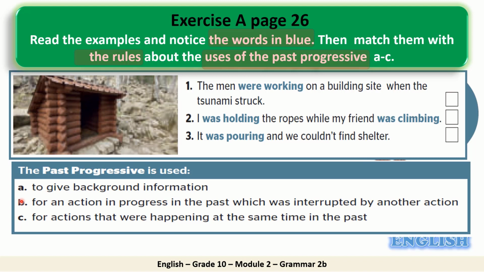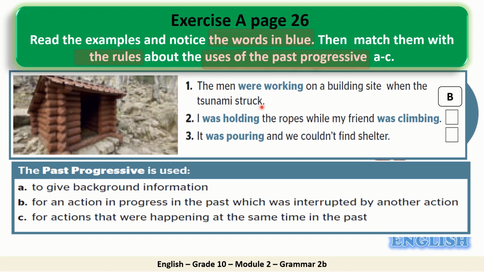Alright, so let's correct. So sentence number 1, the men were working on a building site when the tsunami struck. The answer is B, which means we use the past progressive for an action in progress in the past which was interrupted by another action. This is the action that was in progress. The men were working. What happened then? Then the tsunami struck. So we have long action, short action.